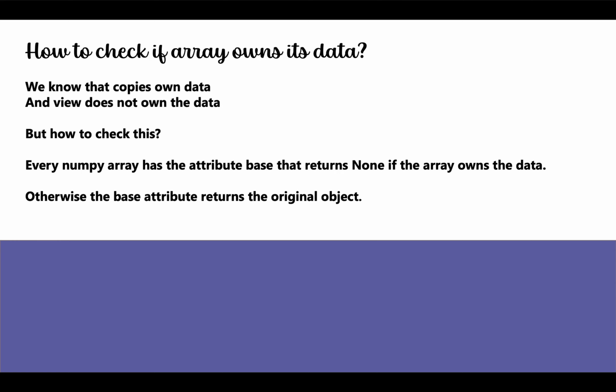Now let's move on to our next topic, that is how to check if an array owns its data. This is basically a method of checking whether a given array is a copy or a view. We know that copies own data and views do not own data. But how do we check this? Every NumPy array has an attribute base that returns None if the array owns the data. Otherwise, the base attribute returns the original object.